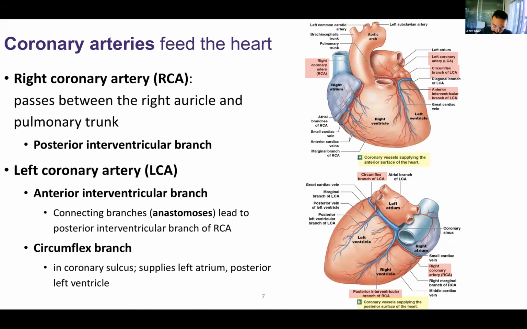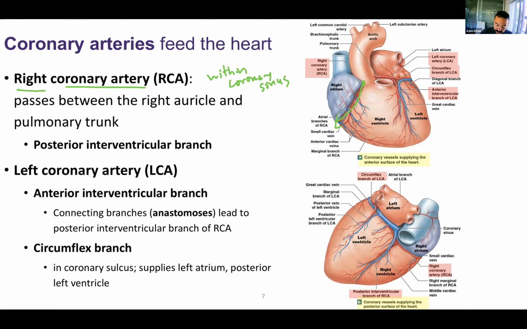The first major one that we'll go over is this branch that starts here and comes off to the right within the coronary sulcus. It's the right coronary artery. The right coronary artery passes between the right auricle and the pulmonary trunk. You can see that the pulmonary trunk has been cut. So yes, it passes within that coronary sulcus.